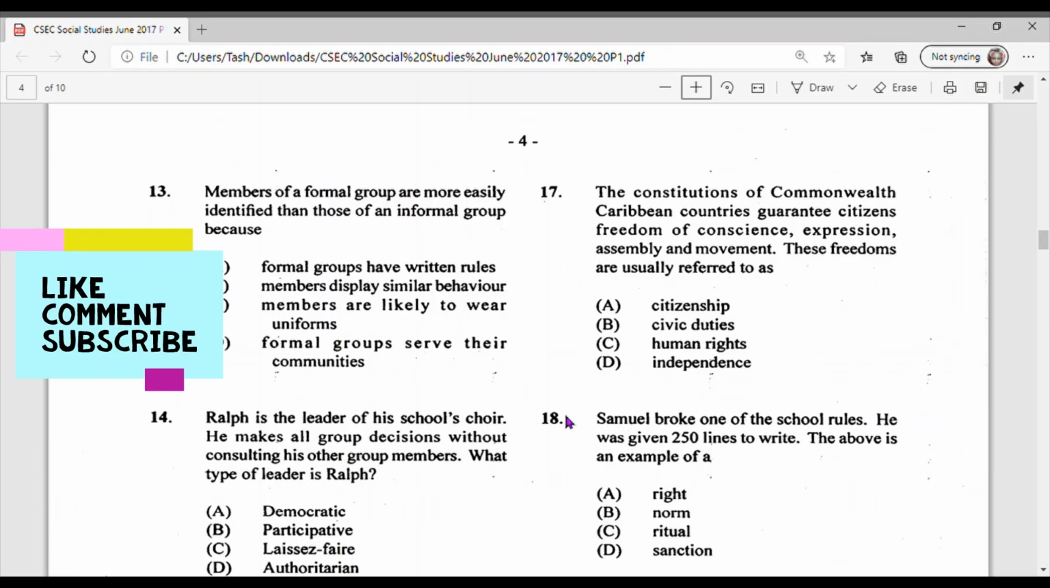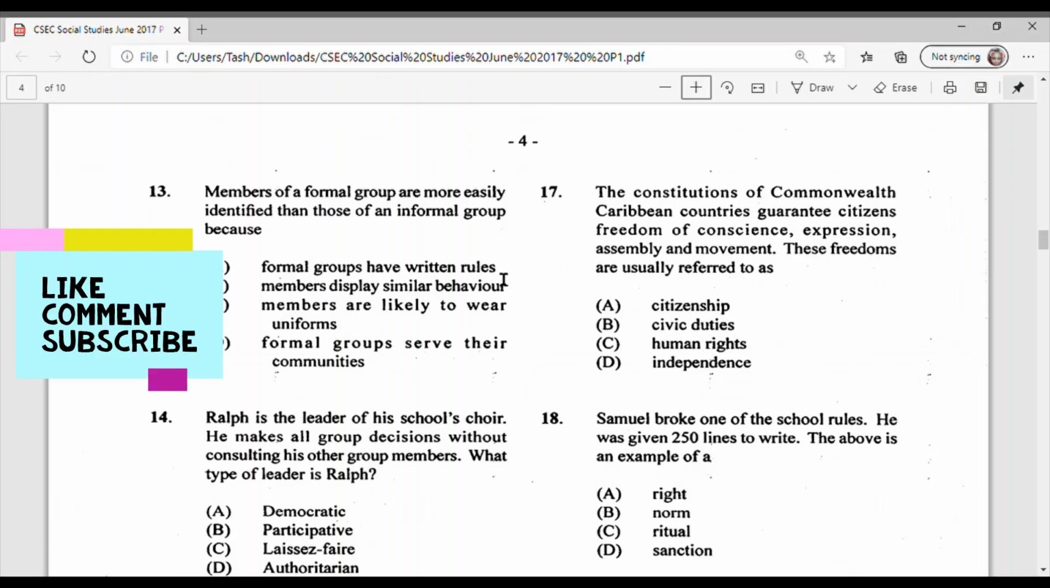Number 13. Members of a formal group are more easily identified than those of an informal group because formal groups have specific things that would assist you in identifying them. More than likely, formal groups would have been in uniform. For example, a school, that would have been more of a formal grouping.